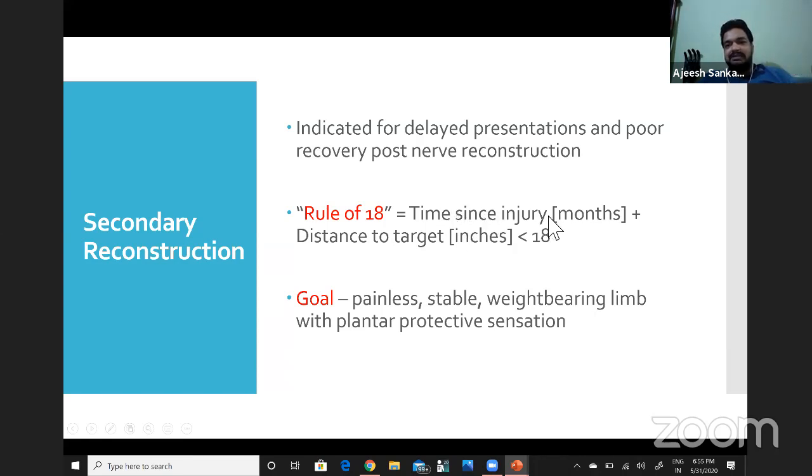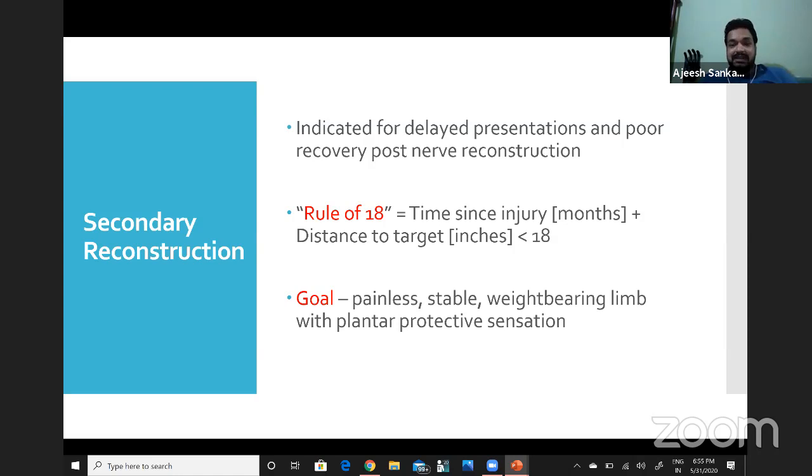Because if the time since injury in months and the distance to target in inches, which basically we are calculating that we are having a nerve growth potential of about 1 inch every month, so that should total up to less than 18. If it is already too much delayed, that would mean that there will be really no point in going ahead with a nerve reconstruction, because you would not expect to get any motor function.